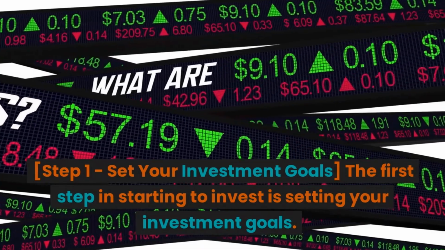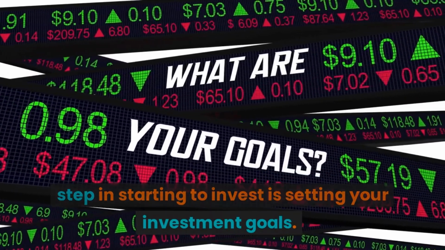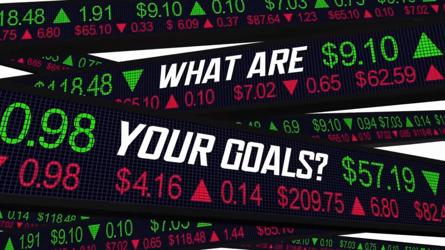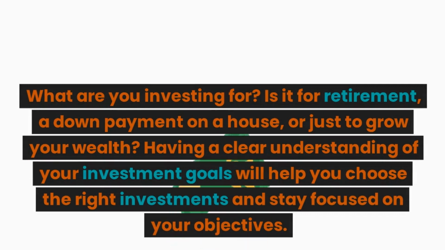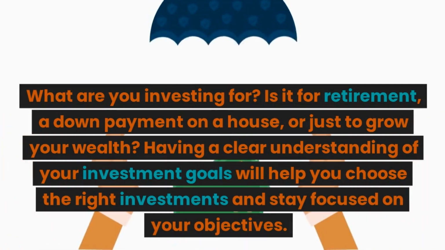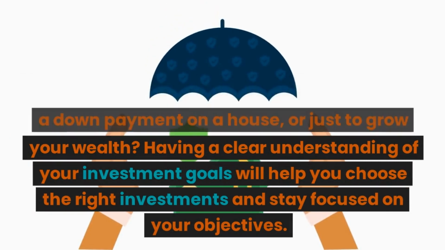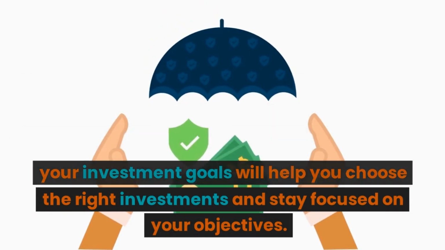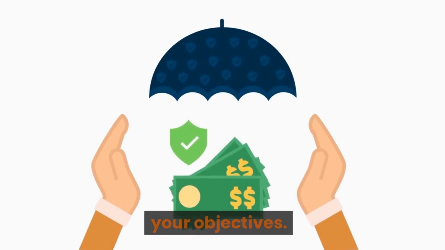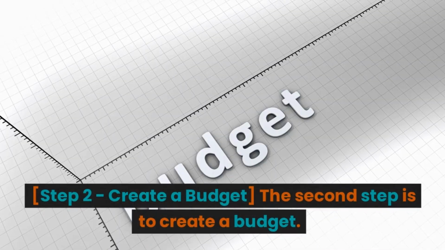Step 1. Set your investment goals. The first step in starting to invest is setting your investment goals. What are you investing for? Is it for retirement, a down payment on a house, or just to grow your wealth? Having a clear understanding of your investment goals will help you choose the right investments and stay focused on your objectives.